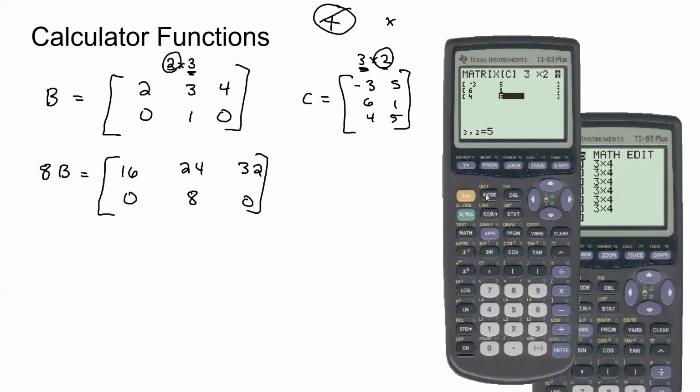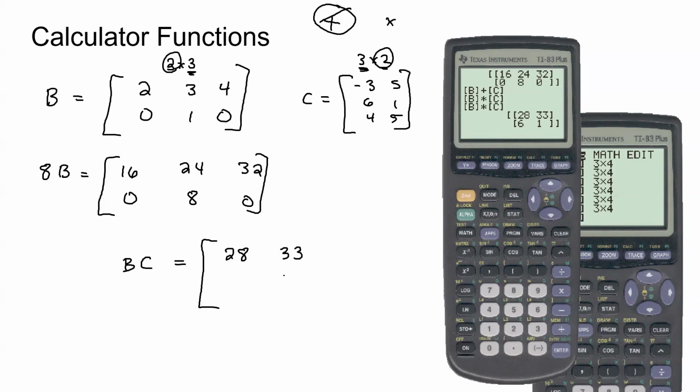If I want to do that on my calculator, easy, easy. I second matrix and go tell it to get B. And I want to multiply that. I could have just hit enter again on it. C right there. And there's my 2 by 2 matrix that comes from multiplying those two. BC is going to give me 28, 33. It already did all that for me.